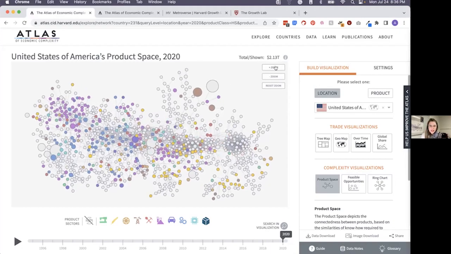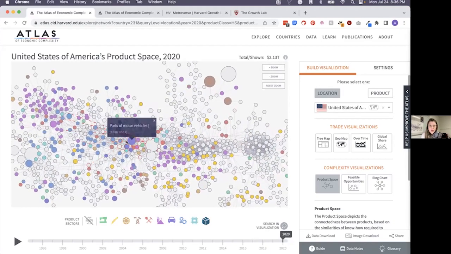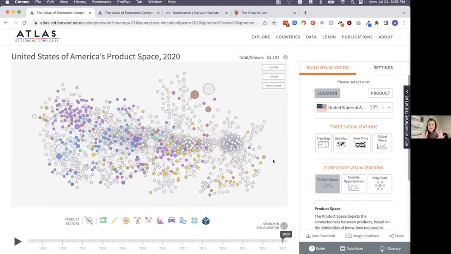But if we zoom in here to the center of the product space, we can see lots happening around vehicle manufacturing. And that sets the United States up for a completely different set of related growth opportunities than, for example, in Vietnam. The United States also has a lot happening up here in chemicals, biotech, medicine, and so on. So every country you look at in the product space will have the same layout, but the nodes that light up will be completely different depending on the exports of that country.